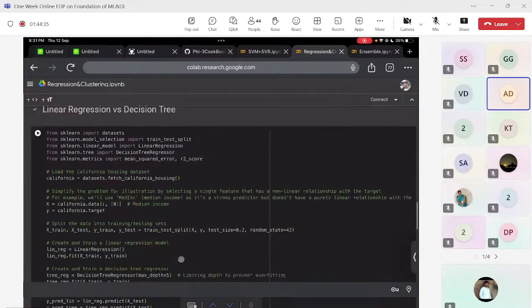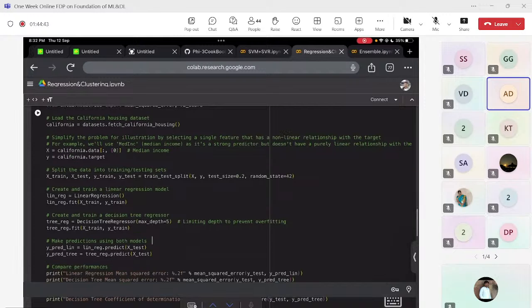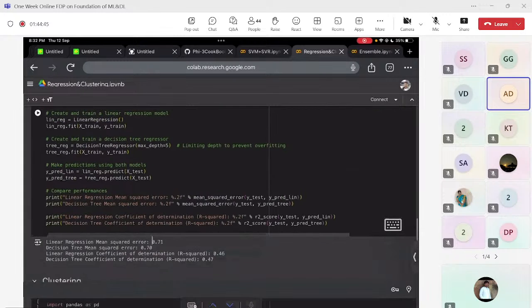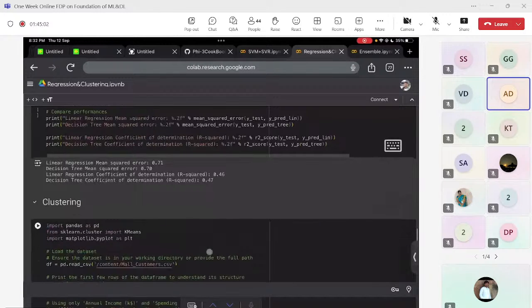So here again we use the decision tree. You don't have to worry about whether it's any different, it's the same, but a simple decision tree of depth 5. And here you can compare the values. Decision tree mean square is 0.71. For this it is 0.70. Similarly, this is on the housing data set. For linear regression, the R2 value is 0.46. For decision tree it is 0.47. Now let's look into clustering.